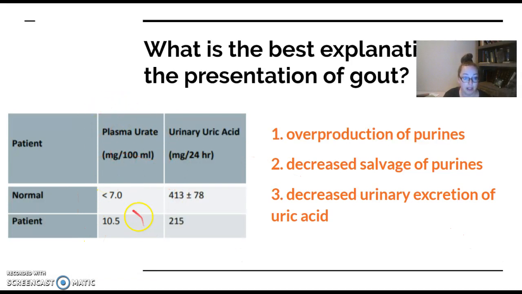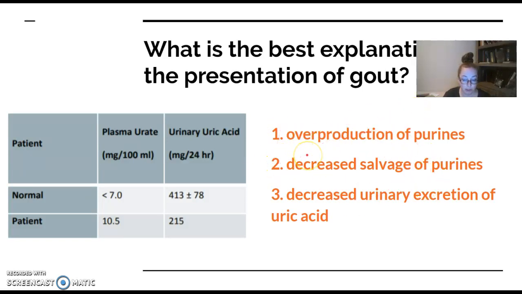His plasma urate is definitely high because it's greater than 7.0 here. The interesting thing is that his urinary uric acid is lower than normal. So it asks us, what is the best explanation for the presentation of gout in this individual? And then explain why the other choices are not consistent. So it lists these different things.